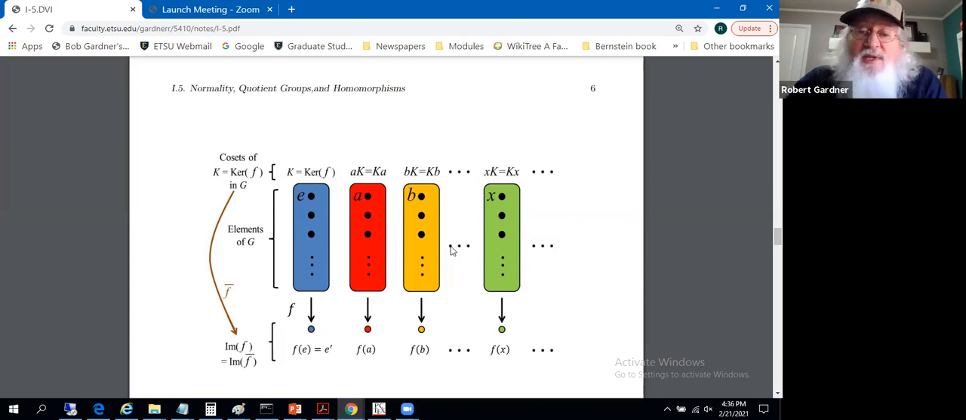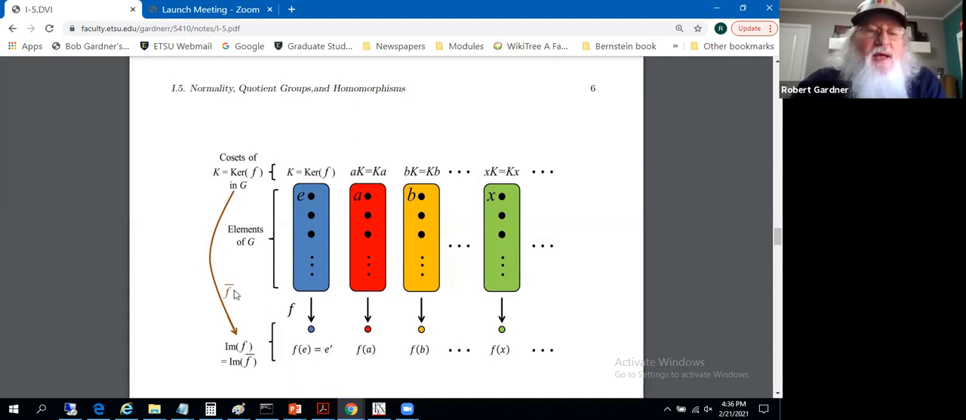If each of the blobs contained 10 things, 10 elements of G, then F would be a 10-to-1 function versus a 1-to-1 function. It's a many-to-one, and the many is the same because each of these cosets, as you know, have the same cardinality. We showed that in the previous section.